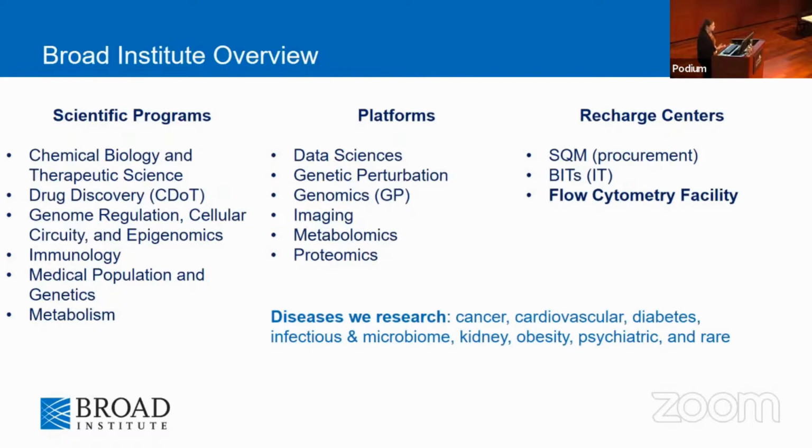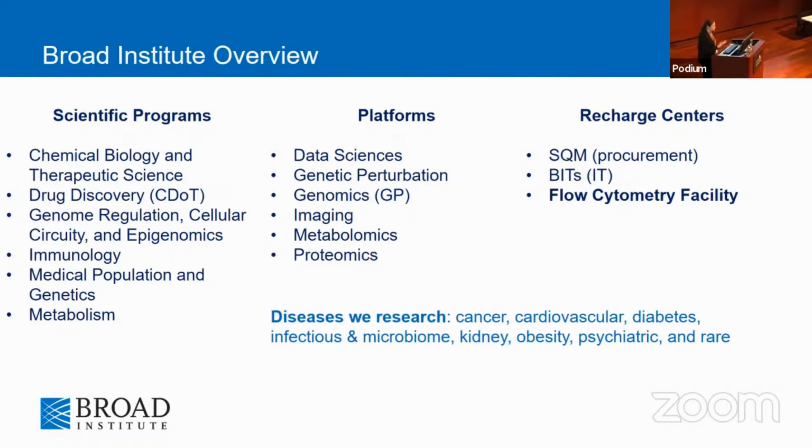A lot of what we do revolves around human disease and research. So we have programs like the cancer program, and within the cancer program, we have drug discovery and chemical biology and therapeutic science, so CBTS and CDOT. They do a lot of high throughput screening and testing of compounds of interest. And then we have cell circuits and epigenomics, who do a lot of the single cell work currently with the Klarman Cell Observatory at Broad.